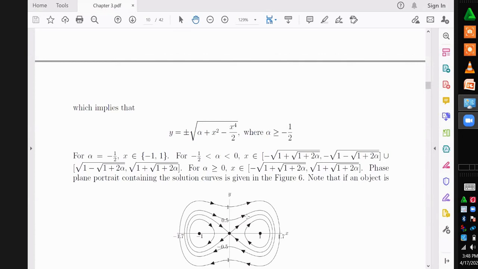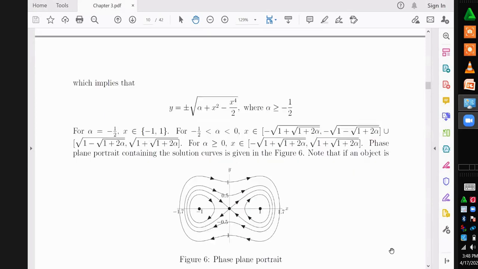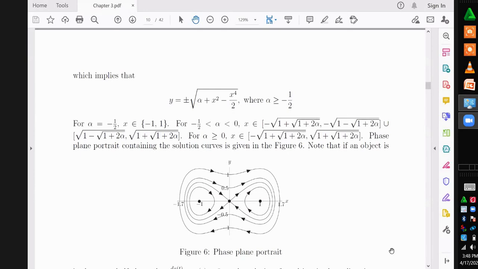So as t increases, x increases in the upper half plane. So these are the trajectories, and these are the curves of the solution, and the portrait of the given differential equation.